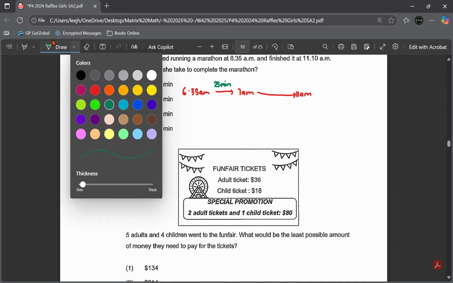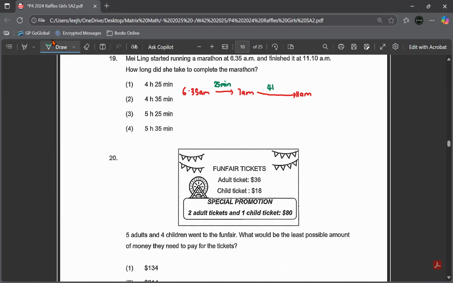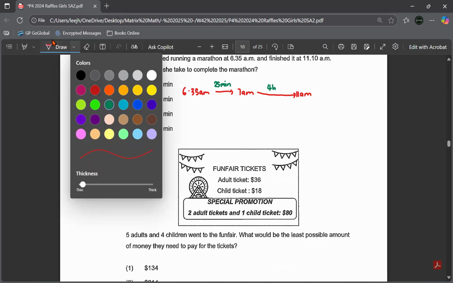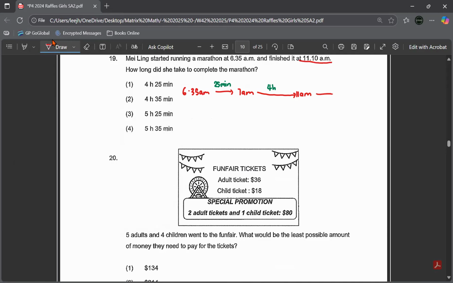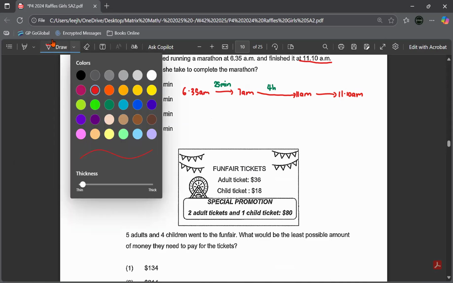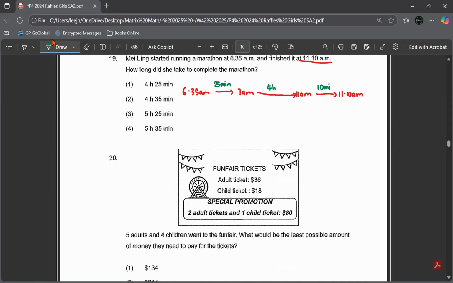From 7 a.m. to 11 a.m., because it finished at 11:10. It's 4 hours. But the marathon ended at 11:10, so there's another 10 minutes here. Okay, so what is the total duration? I'm going to add 4 hours plus 25 minutes plus 10 minutes. Total is 4 hours and 35 minutes. Option number 2.